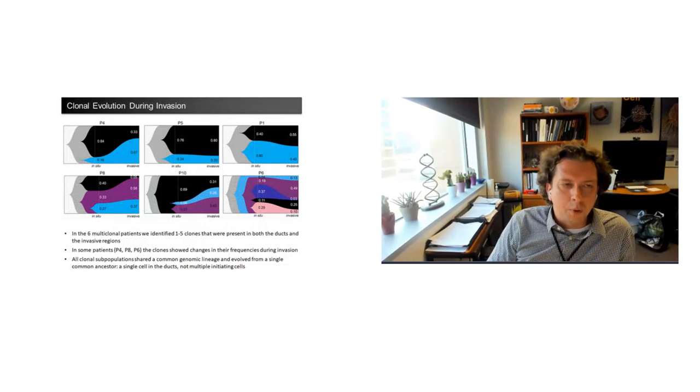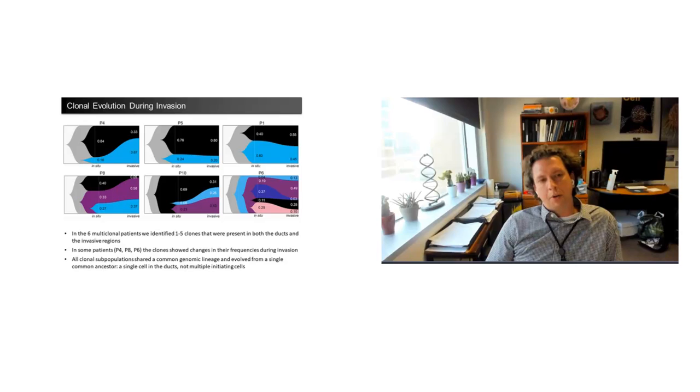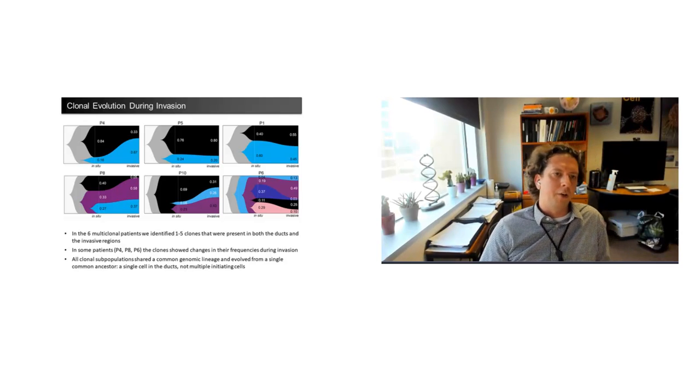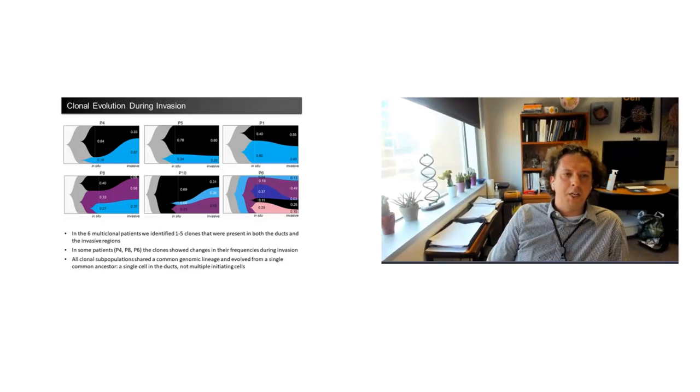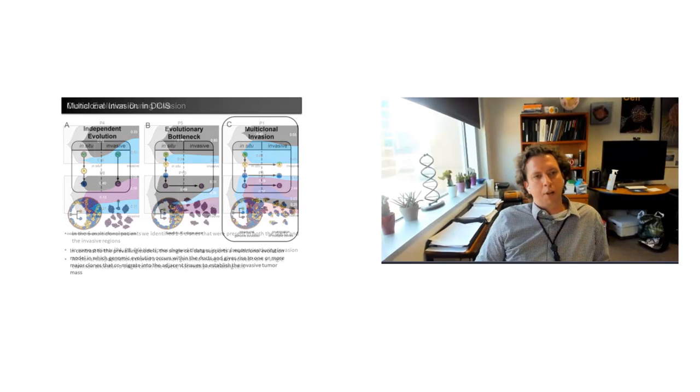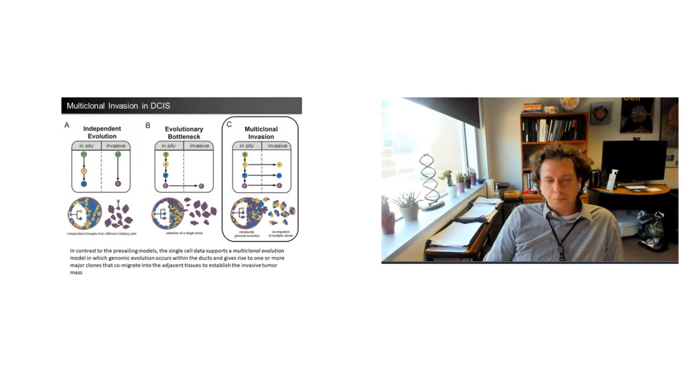So in all patients, what we observed was that the copy number aberrations had occurred much earlier on within the ducts, and then this process of invasion really involved just those same genotypes expanding to form the invasive tumor mass. And we did see some changes in frequencies, which might imply some differences in selection.